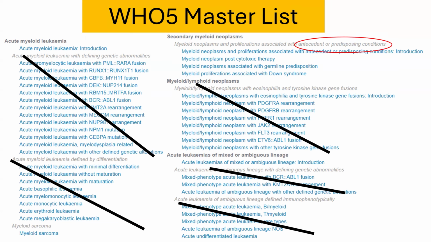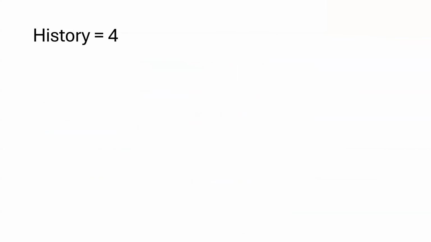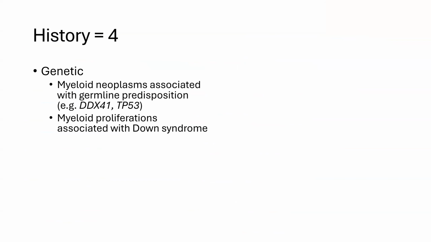Those with antecedent or predisposing conditions. I group these in the term history. These include those with genetic predisposition, such as myeloid neoplasms associated with germline predisposition. A couple to keep in mind are DDX41 and TP53 germline mutations. Myeloid proliferations associated with Down syndrome, such as transient abnormal myelopoiesis, which you can see in newborns who are born with Down syndrome.